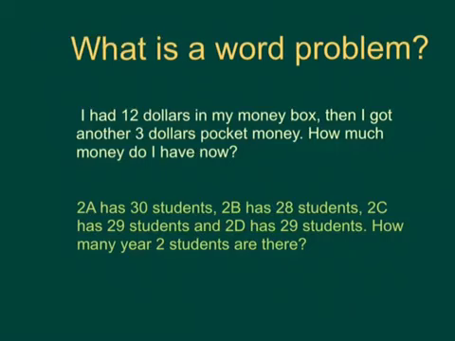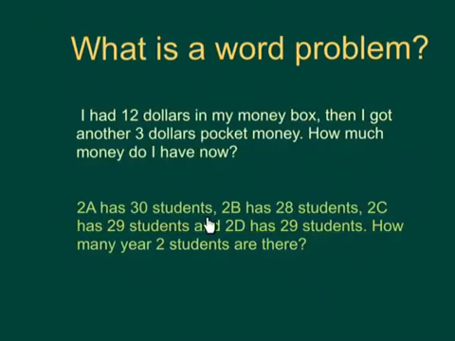Now, the other thing we're going to come across is word problems when we're adding numbers together. Here are some examples of word problems. I had $12 in my money box, then I got another $3 pocket money. How much money do I have now? That's asking us to add these two numbers together to get an answer. So here are our two parts, and we want to figure out what the whole is when we put them together.